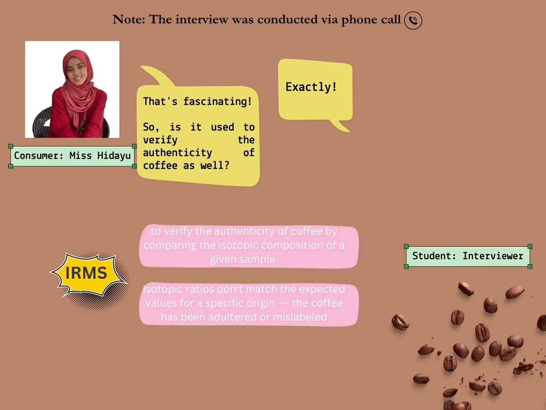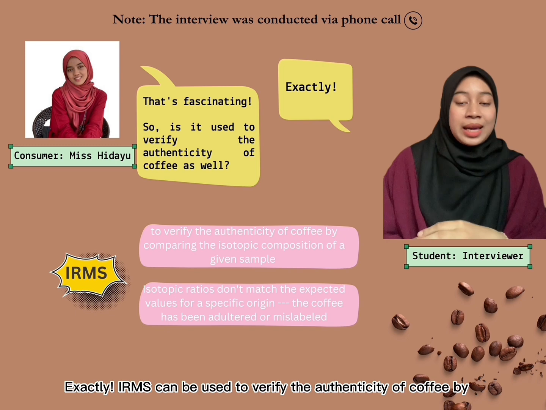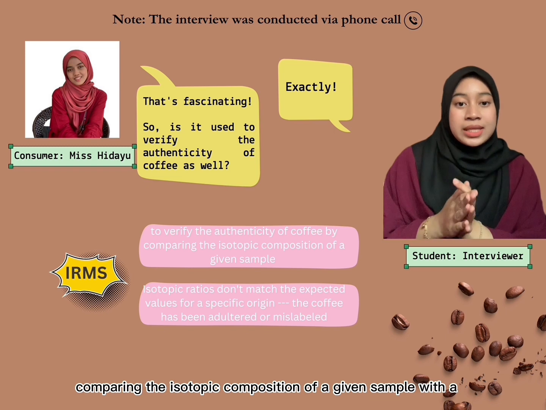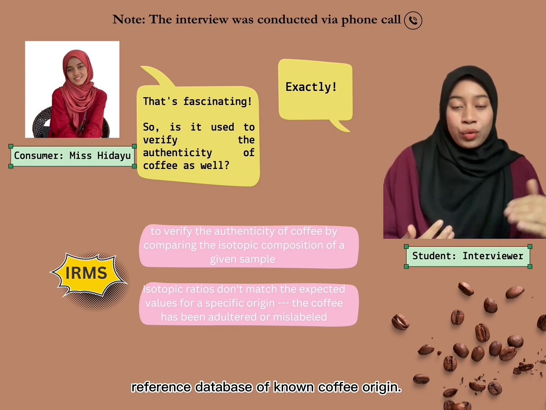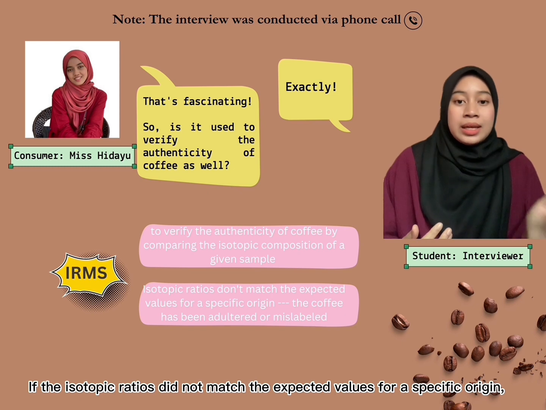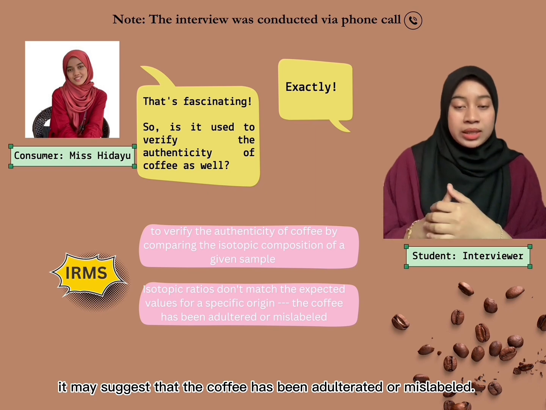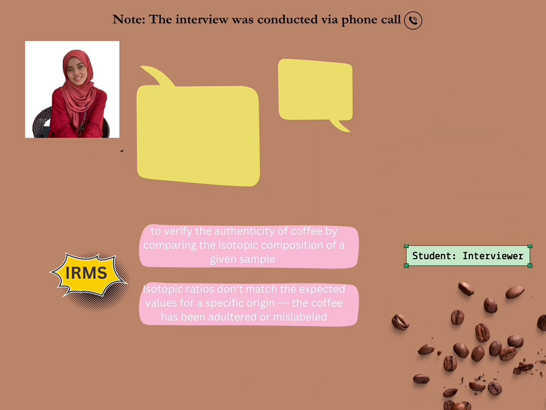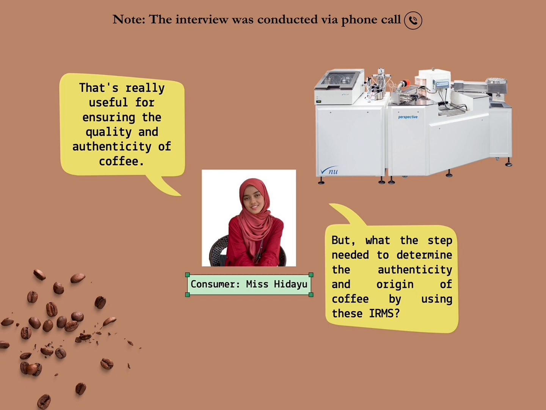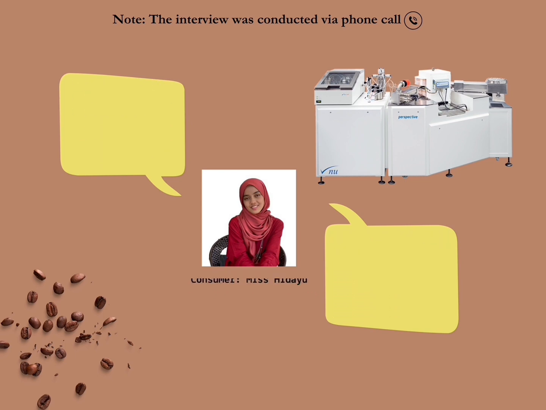That's fascinating. So, is it used to verify the authenticity of coffee as well? Exactly. IRMS can be used to verify the authenticity of coffee by comparing the isotopic composition of a given sample with a reference database of known coffee origins. If the isotopic ratios don't match the expected values for a specific origin, it may suggest that the coffee has been adulterated or mislabeled. That's really useful for ensuring the quality and authenticity of coffee. But what are the steps needed to determine the authenticity and origin of coffee by using IRMS?